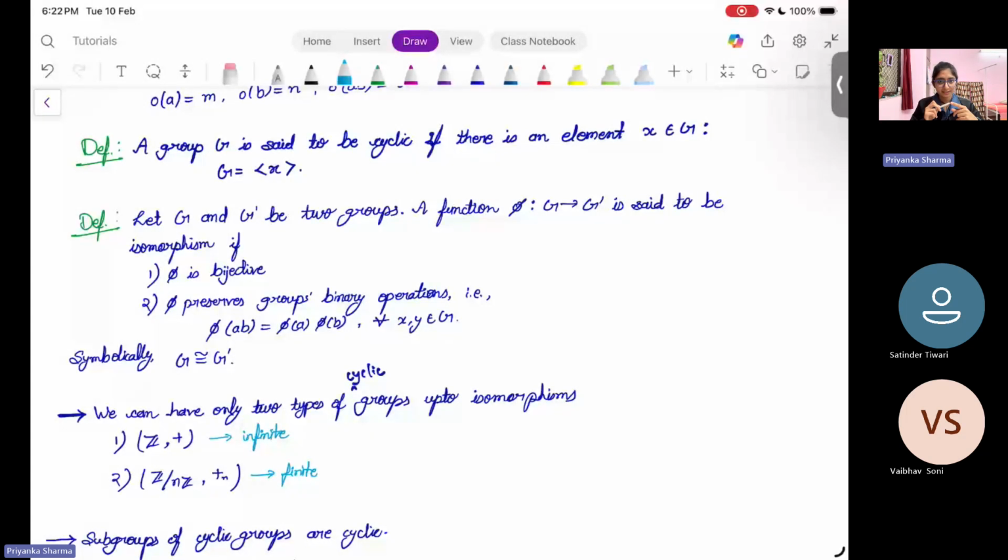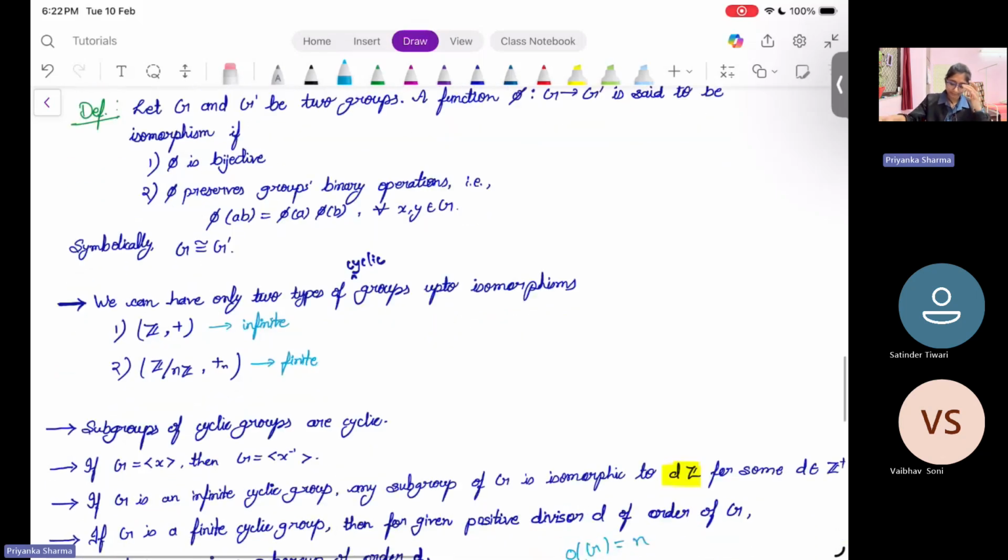in infinite cases, you have again two subcategories. An infinite set can be either countably infinite or uncountably infinite. So if G and G dash both are infinite, then either both are countably infinite or both are uncountably infinite. It can't be a case like G is countable and G dash is uncountable. If they are isomorphic, you will have this type of similarity, and they will have the same number of elements.